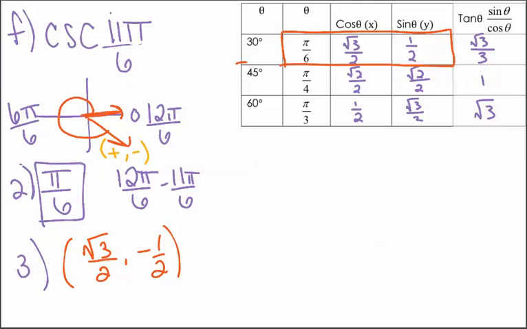So now this is a cosecant problem. So what you have to remember is that cosecant and sine are the ones that are matching. So if my sine is negative 1/2, then that means my cosecant, you have to flip it, is going to be negative 2.